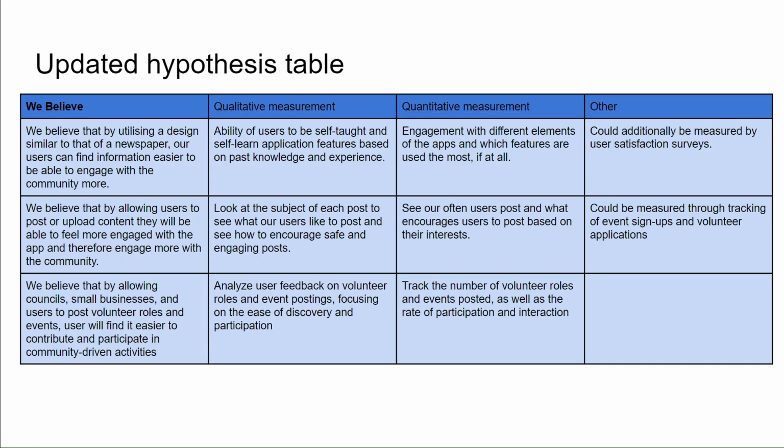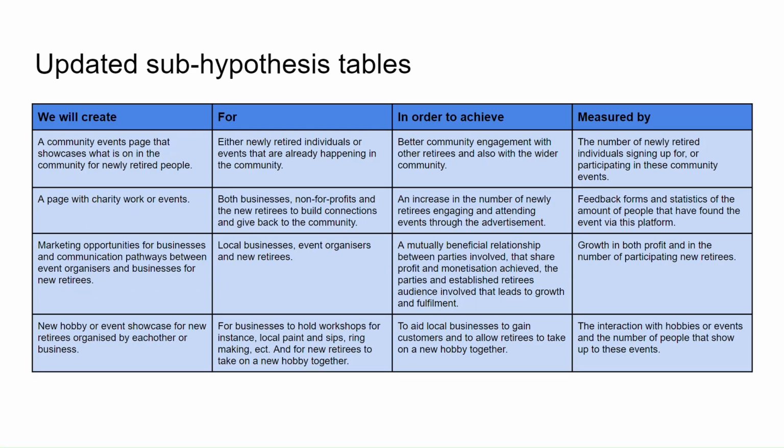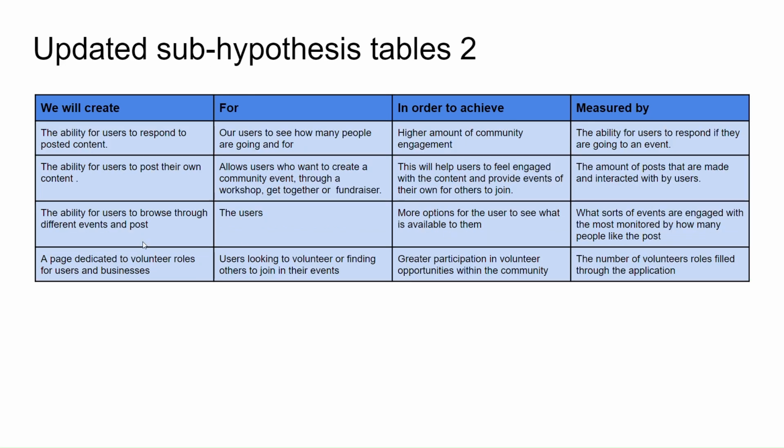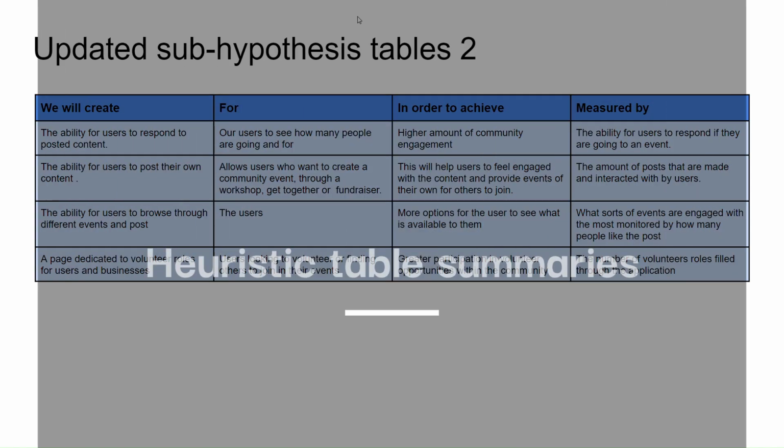Our hypothesis focuses on improving community engagement for actively aging individuals by offering a newspaper-like design and user-generated content. Users will find it easier to engage with events, contribute posts, and connect with local communities through these features. We aim to create an events page for community activities and marketing opportunities for businesses, and a platform for discovering new hobbies organized by businesses or other users. In addition to browsing and posting content, the latest update introduces a volunteer roles feature, allowing users to post or join volunteering opportunities.